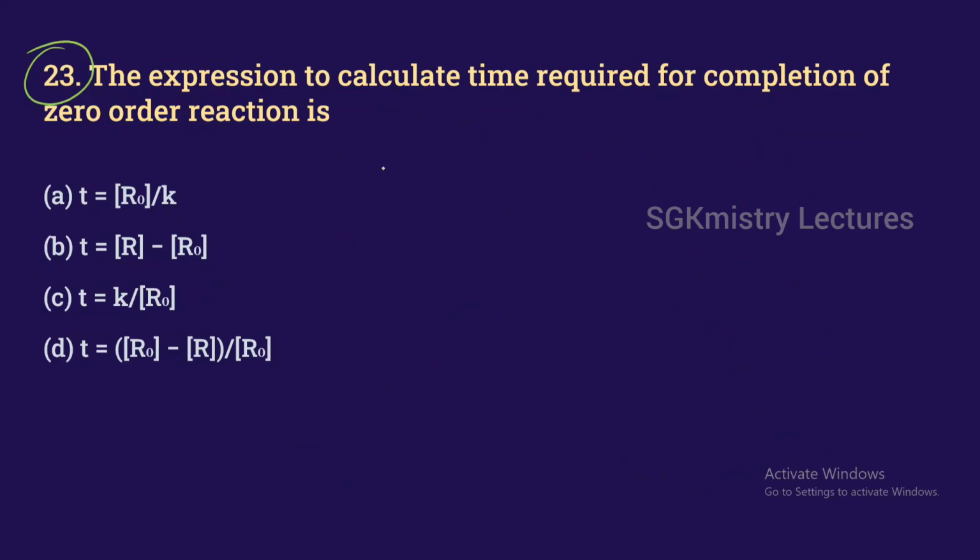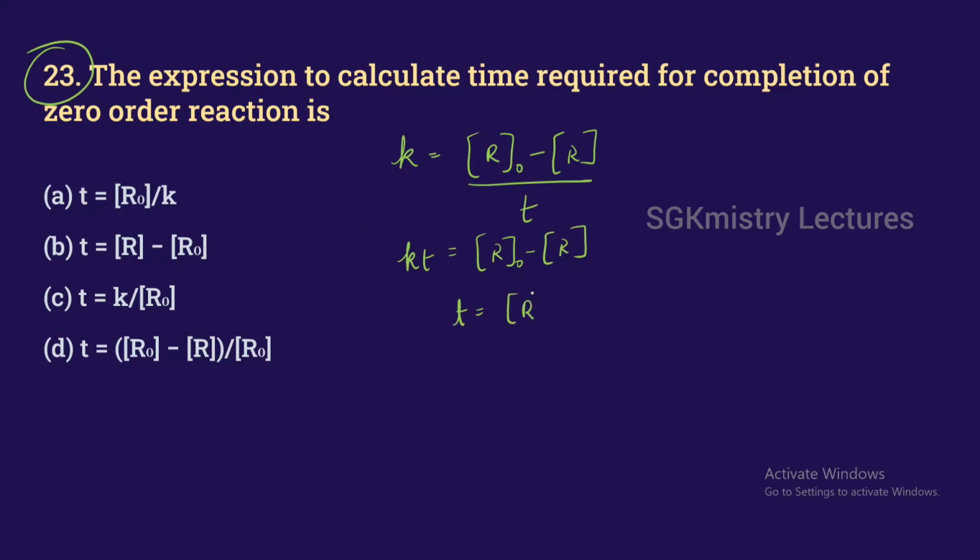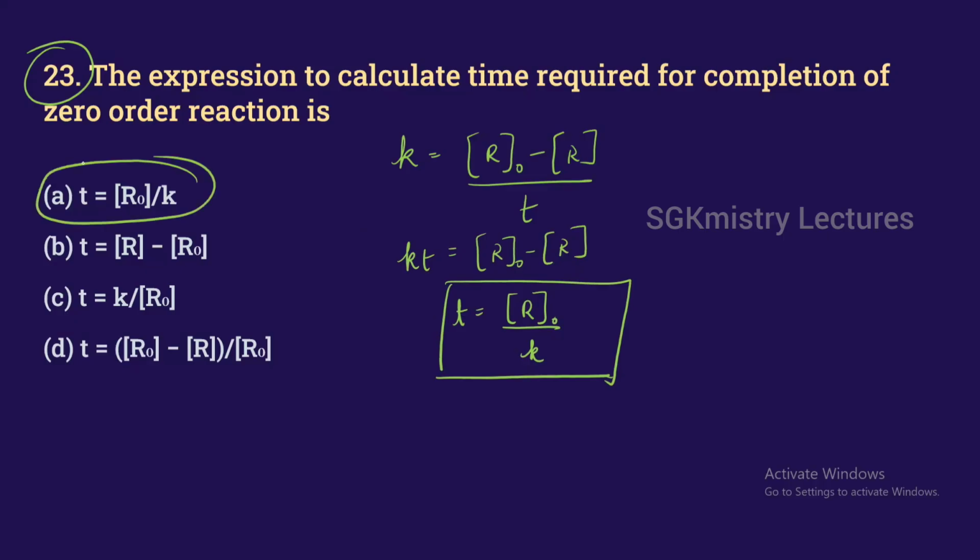For a zero order reaction, we know the expression K is given as R naught minus R divided by T. So KT is equal to R naught minus R. Now we have to find out the time. So T is equal to R naught by K. So that is the expression.